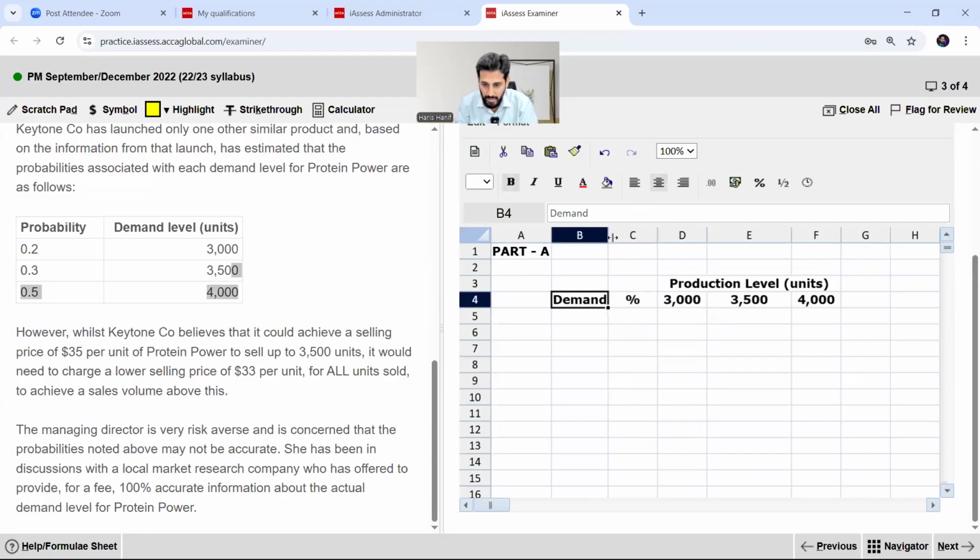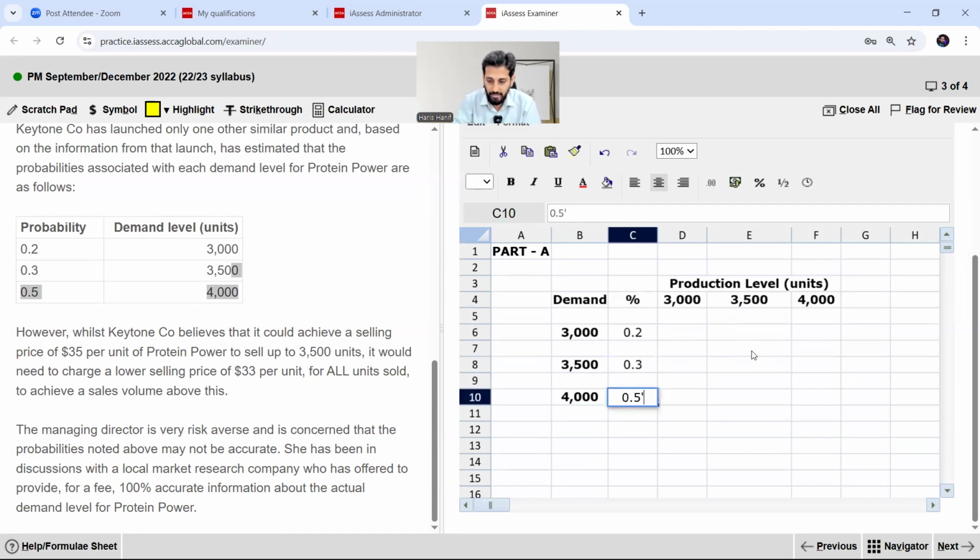And what is the demand? The demand is also 3,000, 3,500 and 4,000. So this is my demand level. And what is the probability? The probability is given as 0.2, 0.3 and 0.5. So this is my demand level and my probability is also given. Congratulations, you have almost half solved your answer, because the skeleton of the payoff table is very important.